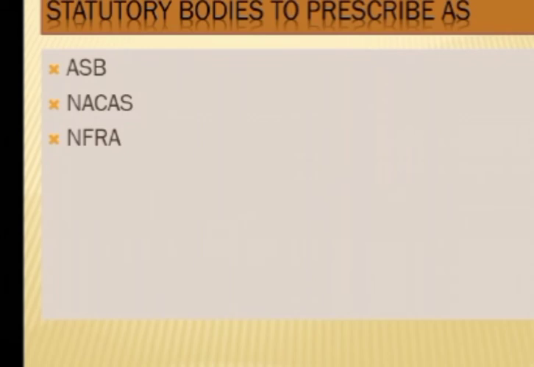Next one, NFRA, that means National Financial Reporting Authority. As per the new Companies Act 2013, NACAS was replaced by NFRA. It is a quasi-judicial body which regulates aspects related to accounting and auditing. Section 132 of the Companies Act 2013 provides for the constitution of NFRA by the central government to provide for matters relating to accounting and auditing. The structure of NFRA: accounting standards committee, auditing standards committee and enforcement committee.